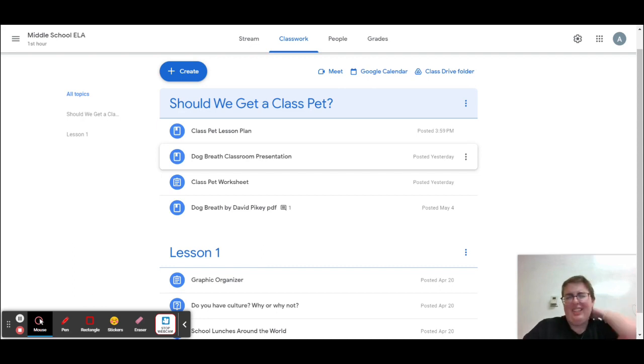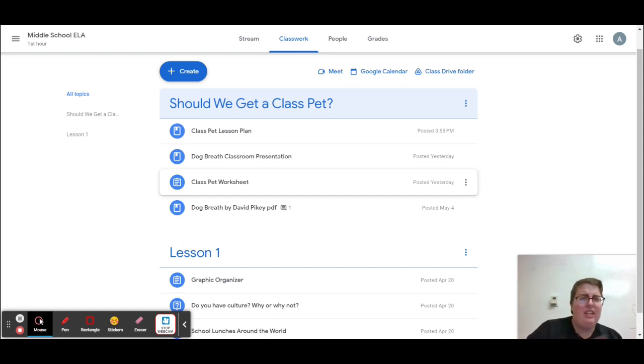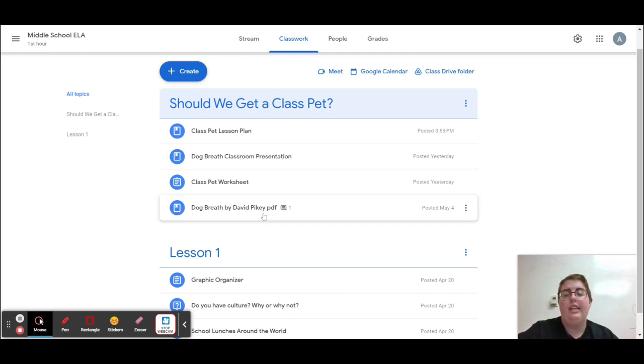And then class pet worksheet. One worksheet for one class, for everyone in the class, of course. In my lesson plan, I note that I'll have some paper copies of this in case I have students who need them. Sometimes we have technical difficulties. The Wi-Fi doesn't work, or we forget to charge our computer the night before. All good. And then I have Dog Breath by Dave Pilkey PDF.